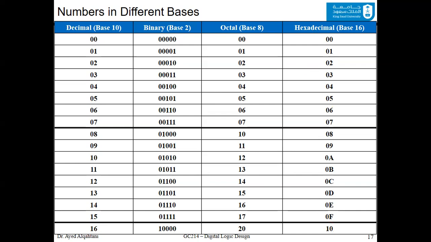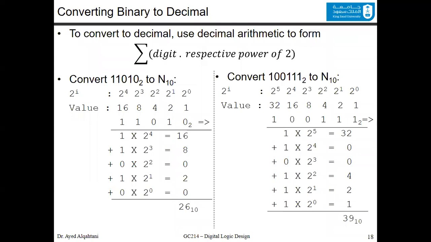So these are the simple number representations. We started only from 0 to 16. But what if we have a big number? Is there a way to know what exactly is the decimal value if this number is represented in binary or octal or hexadecimal? There are ways, and we will describe them in the next slides.